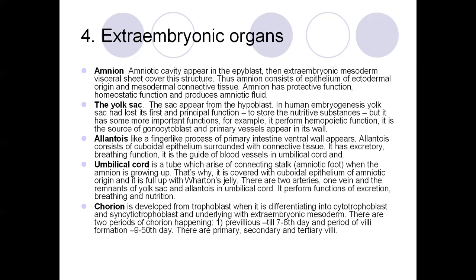So, there are differences between primary, secondary, and tertiary villi. The earliest villi are primary villi. They contain only cytotrophoblast and syncytiotrophoblast. Secondary villi contain cytotrophoblast, syncytiotrophoblast, and mesoderm, which produces loose connective tissue. Tertiary villi are the oldest villi because they have not only syncytiotrophoblast and cytotrophoblast, but also loose connective tissue, mesoderm, and blood vessels.